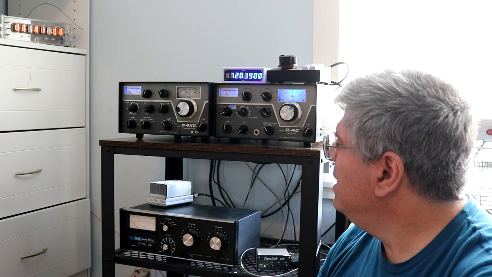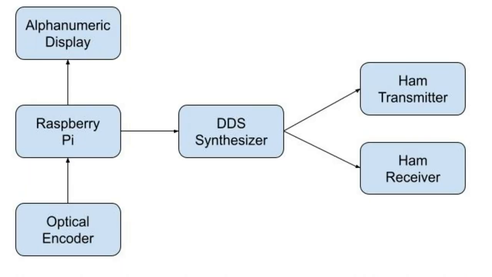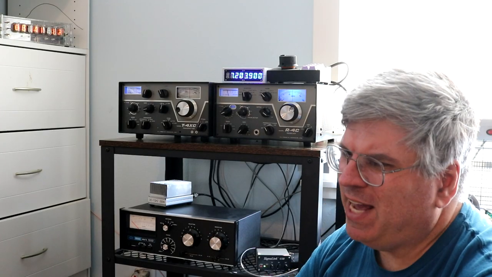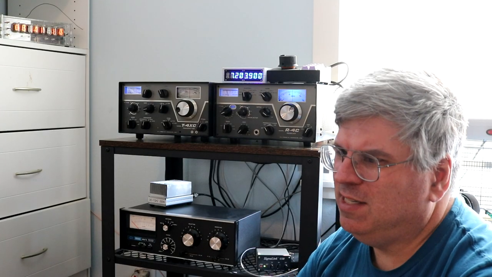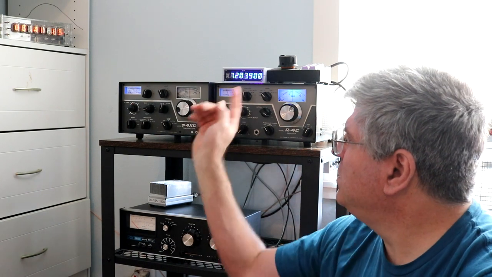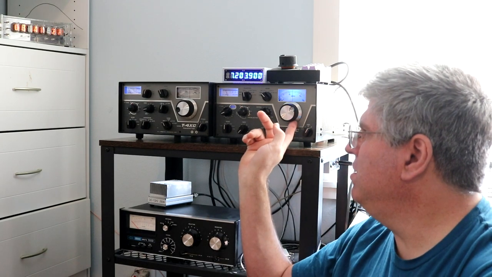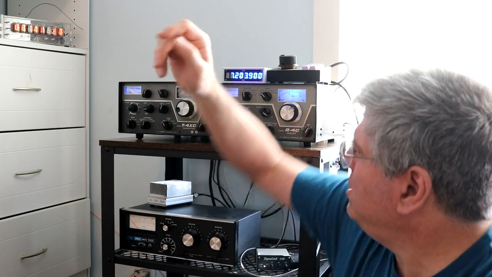So what I did is I took a Raspberry Pi, I put it in this box up on top here, where you're seeing the readout, and that Raspberry Pi drives an AD9851 digital synthesizer, which will synthesize the frequency instead of using this dial. So instead of using this analog system to set the frequency, we'll use this digital one.